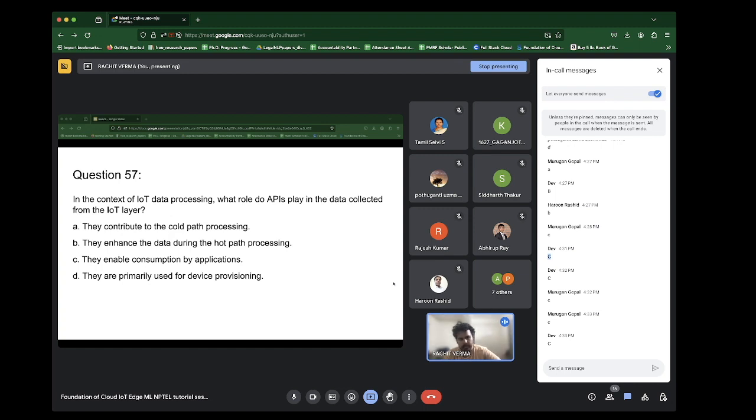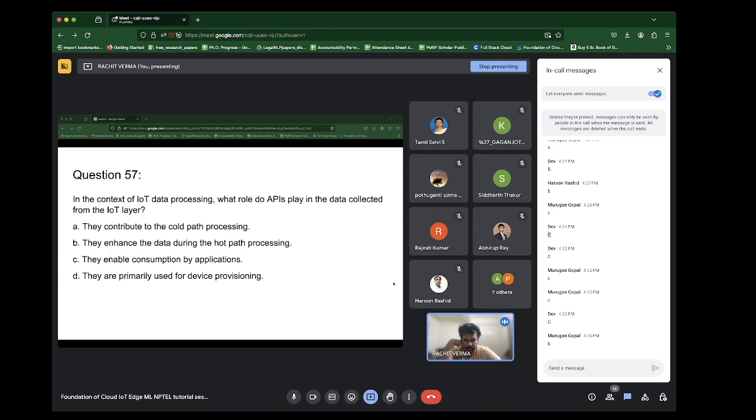So what role do APIs play in the data collected from the IoT layer? Is it A, they contribute to the cold path processing, B, enhance the data during hot path, C, they enable consumption, or D, primarily used for device provisioning. So what does API stand for? It stands for application programming interface.